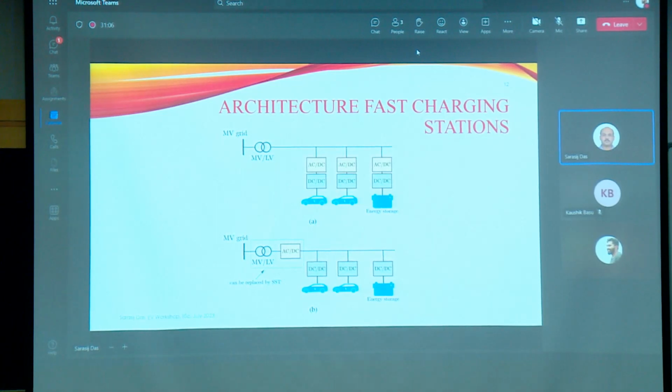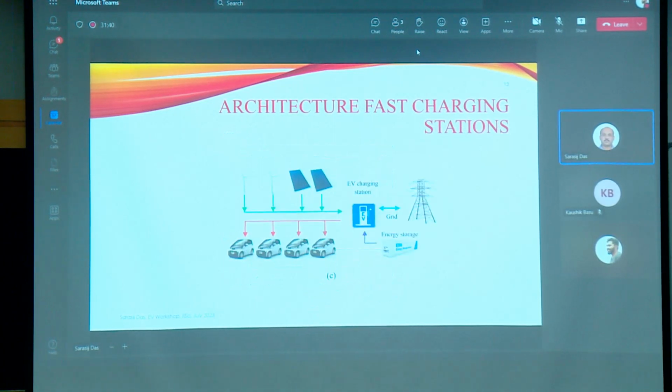And for another alternative, somebody can argue, why are you having so many AC to DC conversions? Instead of that, why can't you have only one conversion, and then have a DC distribution system? So the second architecture talks about such a configuration, where the distribution within the fast charging station is DC.